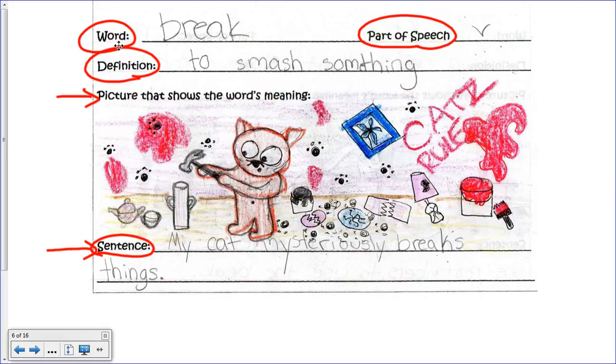And then down below, the sentence has to complement the picture or explain what's happening in the picture. So in the sentence it says, "My cat mysteriously breaks things." And I really like this one a lot. The cat has broken several things in somebody's house. So let's look at the homophone for break. So that's the word.